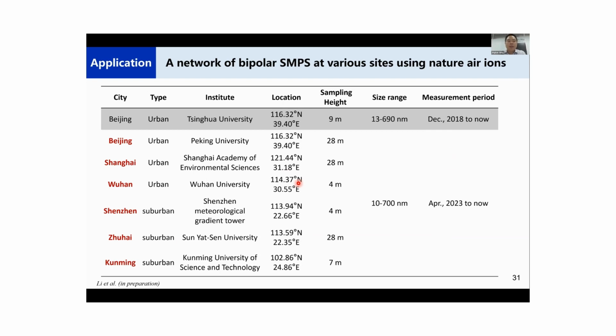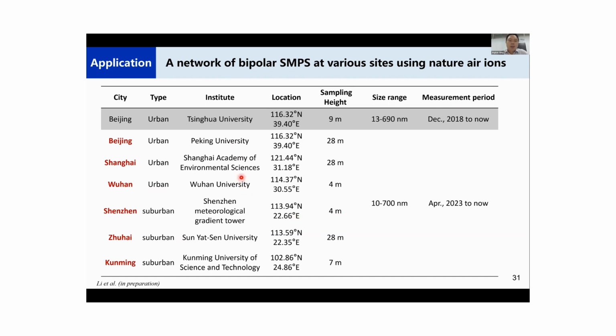After that, we built six small sets of instruments and deployed them in Beijing at Peking University, and in Shanghai, Wuhan, Shenzhen, Zhuhai, and Kunming, in different places in China. They have relatively different environments. Some are urban, some are in suburban environments. We are trying to see whether, at a variety of sites, the methodology of natural ions works very well.